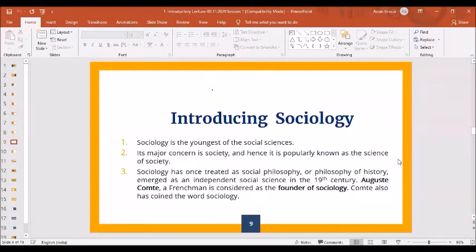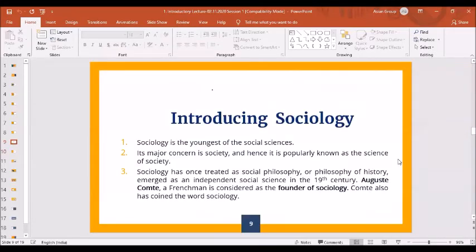That is sociological imagination. Basically, I'm talking about sociology as once treated as social philosophy, philosophy of history, and it emerged as an independent science. Independent science means it has its own theories, methods, approaches, or methodologies. That becomes very important, and I will discuss it with you. There are different perspectives in sociology, like functionalists, Marxists, interactionists, and there are contemporary theories in sociology. This is a very vast discipline, so we have to understand it in a very systematic manner.